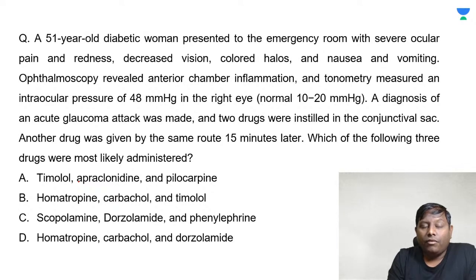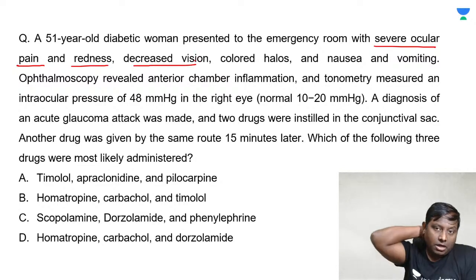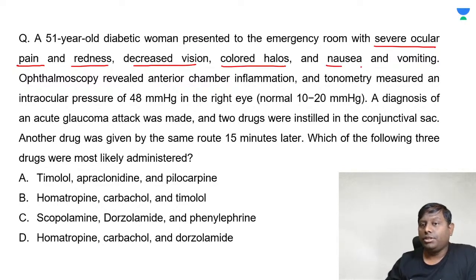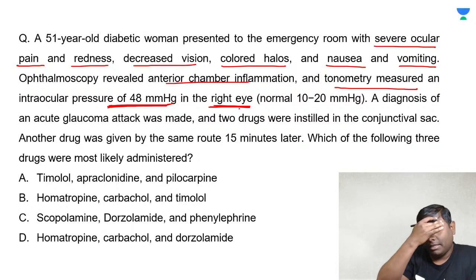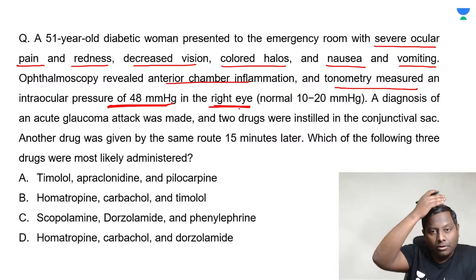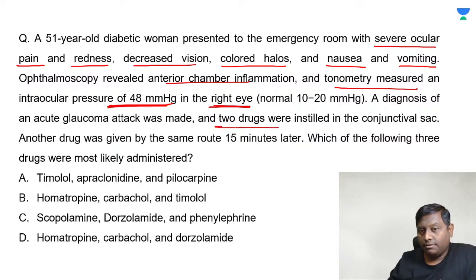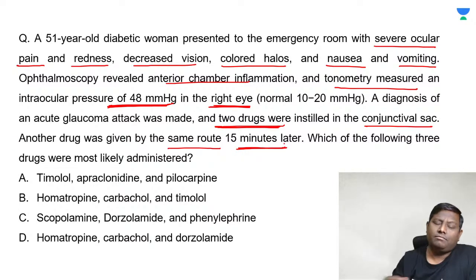Next case: a 51-year-old diabetic woman presented to the emergency room with severe ocular pain, redness, decrease in vision, colored halos, nausea and vomiting. Ophthalmoscopy revealed anterior chamber inflammation, and tonometry measured an intraocular pressure of 48 mmHg in the right eye. So 48 mmHg is high; up to 19-20, or 21, is considered normal. A diagnosis of acute glaucoma was made, and 2 drugs were instilled in the conjunctival sac. Another drug was given by the same route 15 minutes after the 2 drugs. Which of the following 3 drugs were most likely administered?